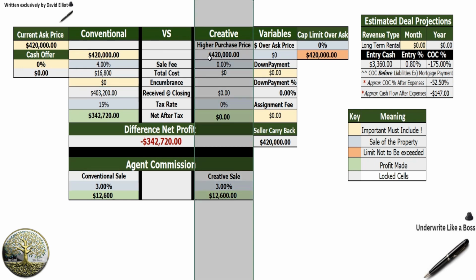And what we want to do is incentivize the offers that the seller is receiving. So we're going to go well over asking price. We're going to put a cap on the current ask price of 10%, and we're going to pay the seller $40,000 over asking price. Now, the reason why I'm capping it at 10% is because most properties across the U.S. are averaging anywhere between 8 and 12% year over year market appreciation. 10% is just a safe number to be at.